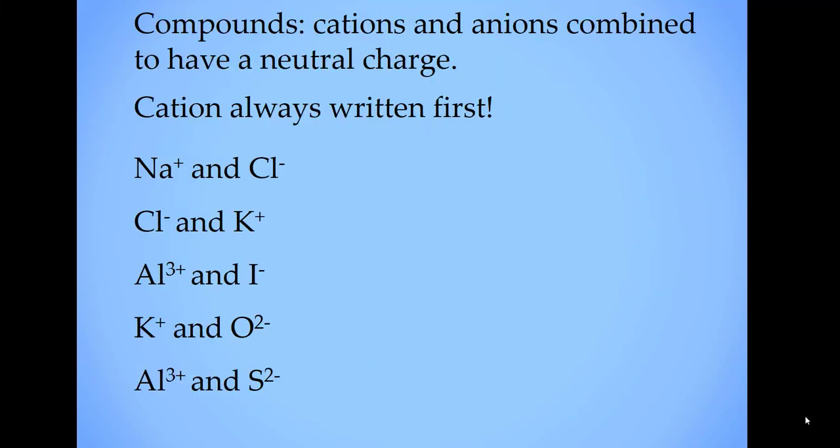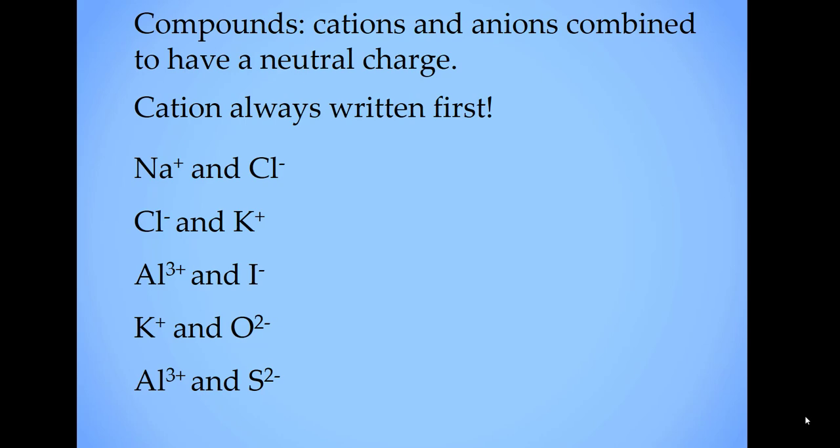Now, when we are writing compounds, we're going to be using these oxidation numbers. What you do is you take the cation, which is the positive ion, and the anion, which is the negative ion, and you combine them together and have their charges cancel out. So they will be a neutral compound. The cation is always written first.